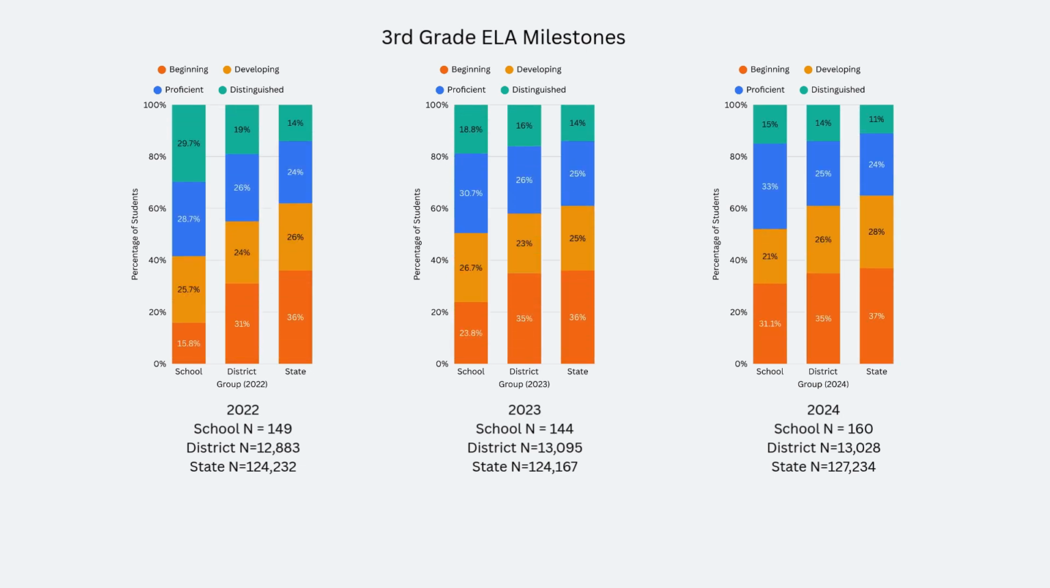Moving into our student achievement results, let's analyze third grade language arts. When we look at our third graders longitudinally, we see a concerning trend in the beginning learner category. In 2022, only 15.8% of students scored in the beginner learning band. By 2024, that number nearly doubled to 31.1%. So this shows a severe and widening gap in reading skills starting in third grade.